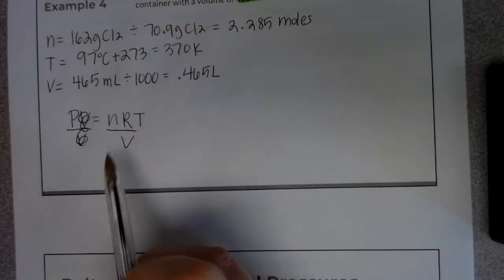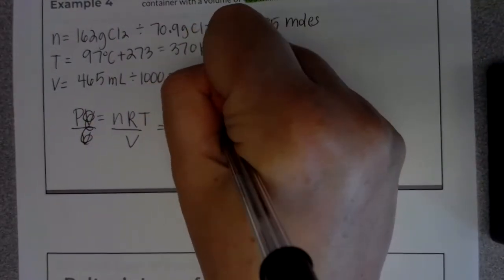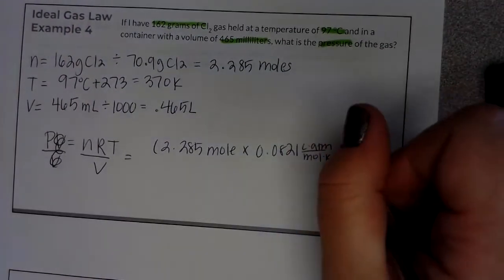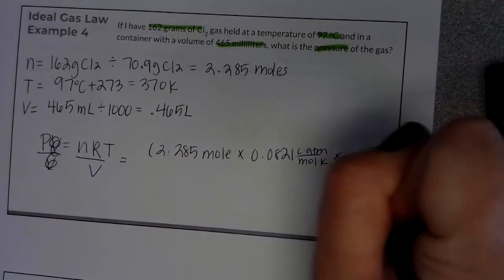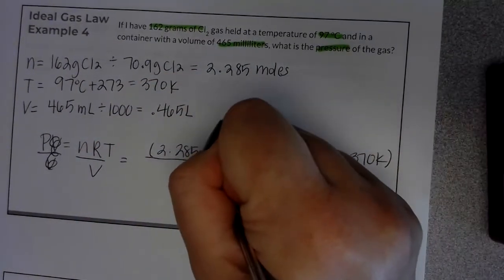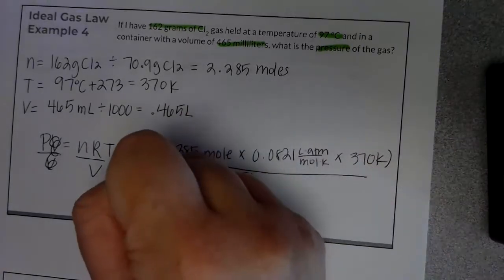So again, PV equals nRT. So P equals N times R times T divided by V. So 2.285 moles times that gas constant, 0.0821 liters times atmospheres per mole Kelvin. Okay, times temperature, which was 370 Kelvin, divided by that volume of 0.465 liters.